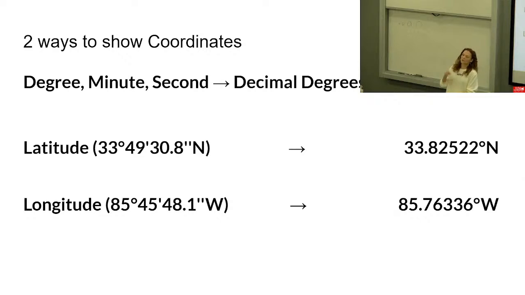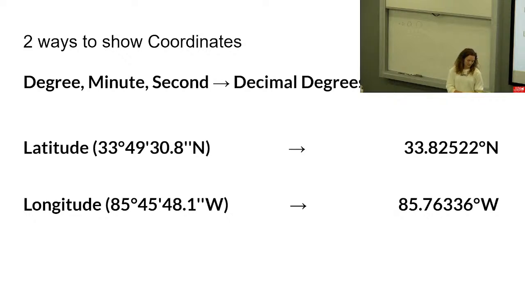So we know our degrees, minutes, and seconds. Degree is always shown with that little circle. Our minute symbol just looks like an apostrophe. And then our second symbol is like quotation marks, so it's like 2 apostrophes. And so you see up there at the latitude, it says 33 degrees, 49 minutes, 30.8 seconds north. That's how you read that out. And if you convert it into decimal, it's going to be 33.82522 degrees north.